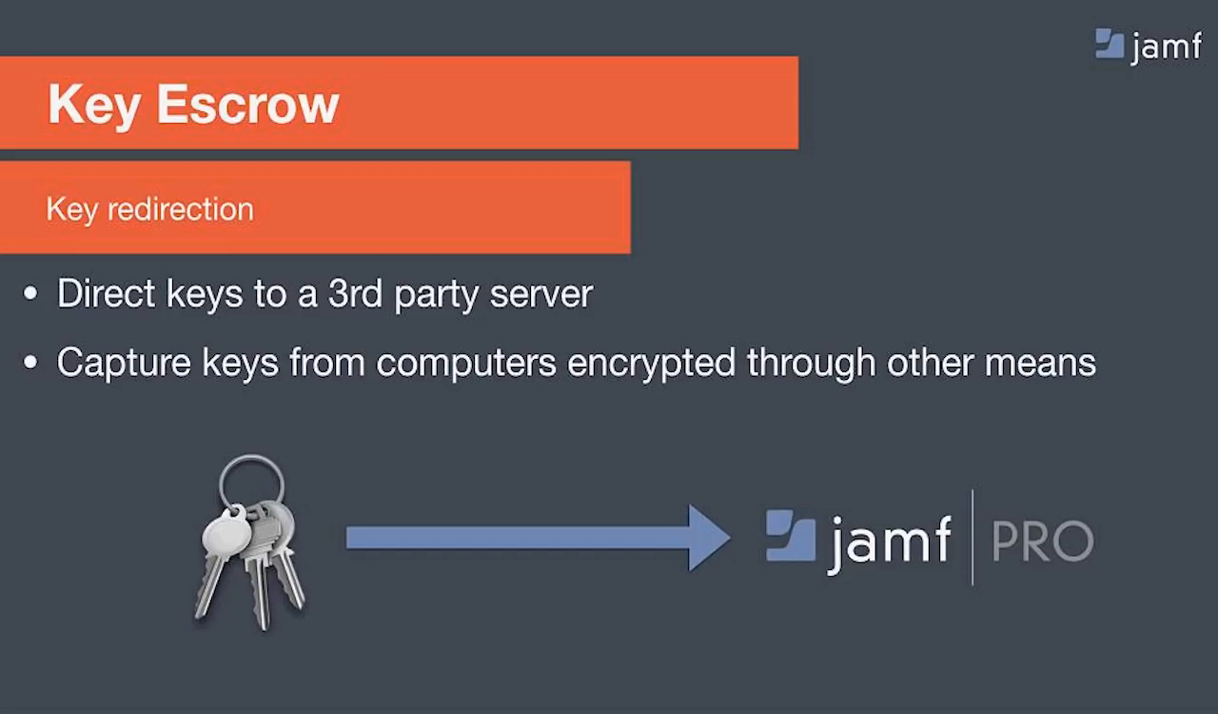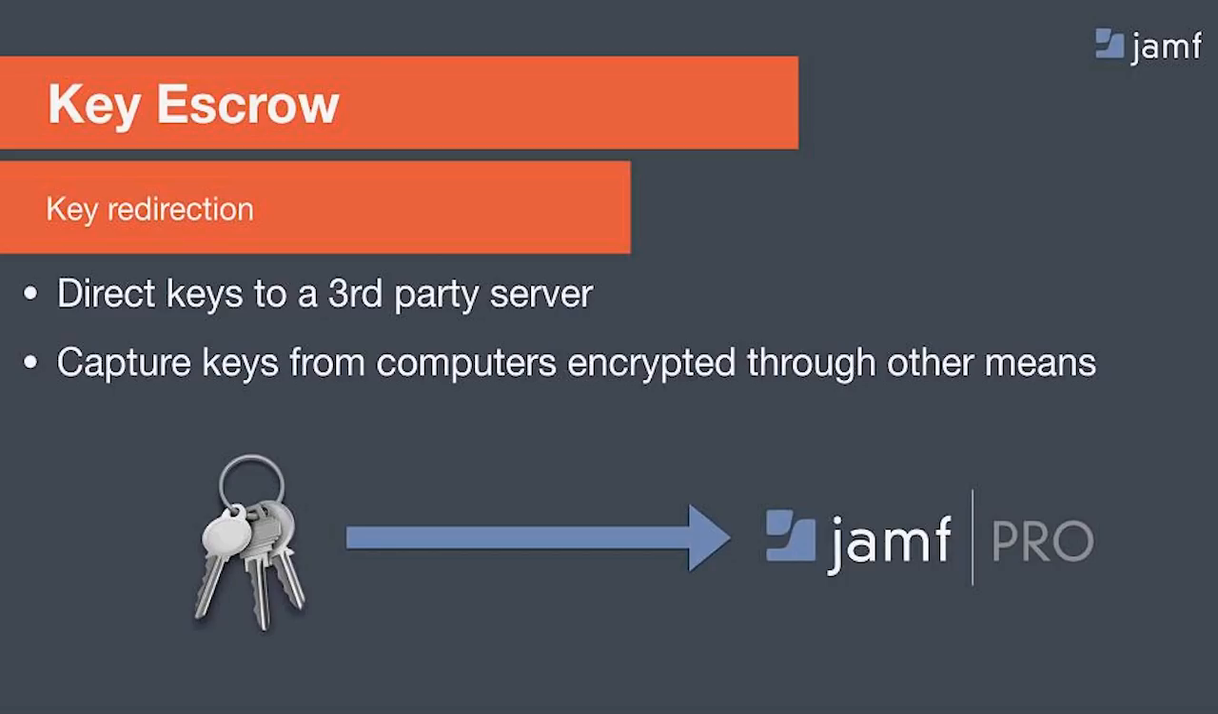The two scenarios that we most encounter here are either if you're directing your keys to a third-party escrow server, or if you're capturing or trying to capture keys from computers that were encrypted prior to enrollment in Jamf, or maybe your end users got anxious and started doing an encryption before you sent out a policy or configuration profile to do so. So there's a workflow that you can do to actually have the key reissued, and then this profile that we're going to show you will actually capture that key.